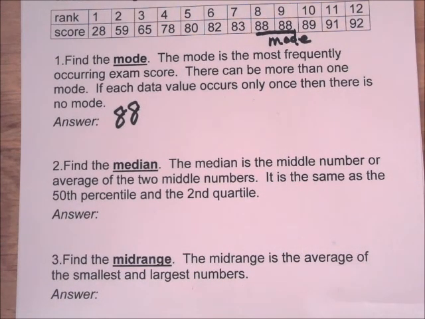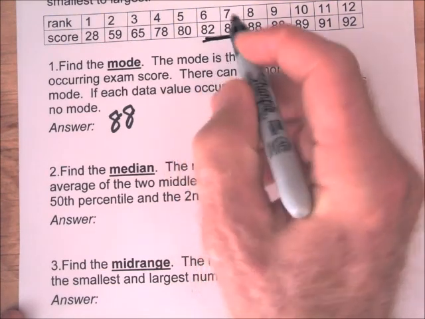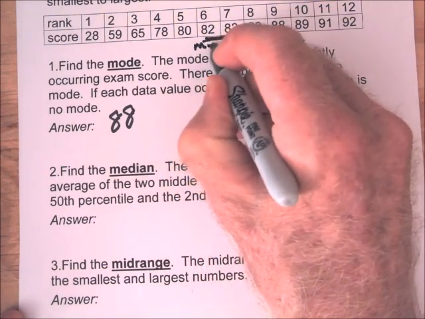Number 2, find the median. The median is the middle number or the average of the two middle numbers. It's the same as the 50th percentile or the second quartile. Now we have an even number of exam scores here, so there are two numbers in the middle. The average of the two numbers in the middle would be 82 and 83. I'll use those for the median.